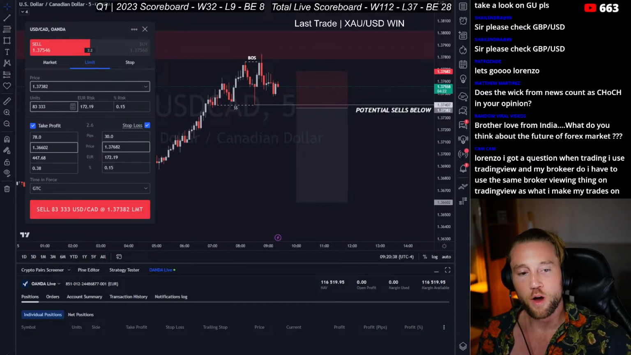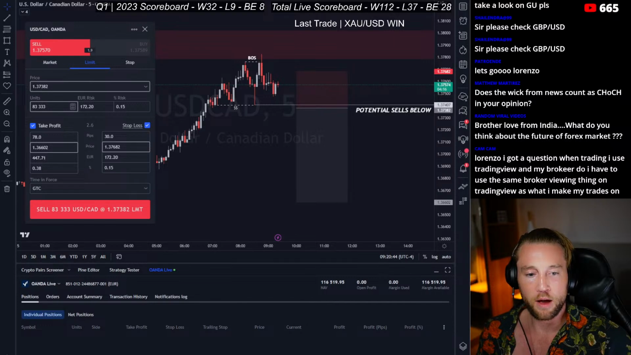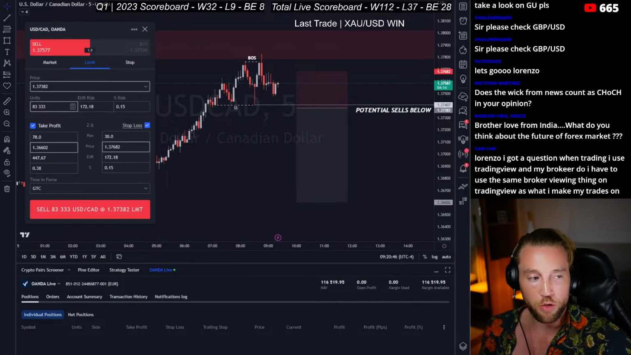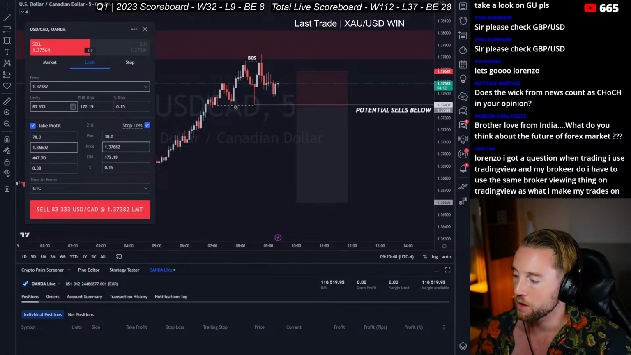Cam says, Lorenzo, I got a question. When trading, I use TradingView and my broker. Do I have to use the same broker on TradingView as what I make my trades on? No, you don't have to. You can also use MT4, MT5. You can use the terminal.